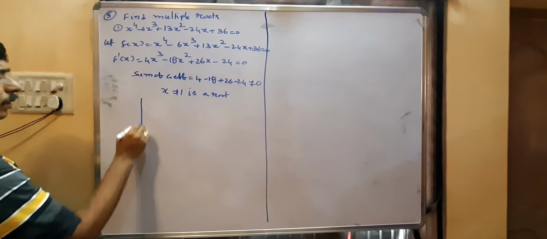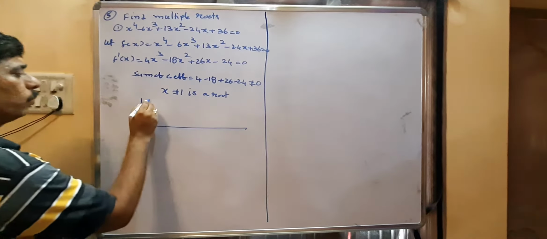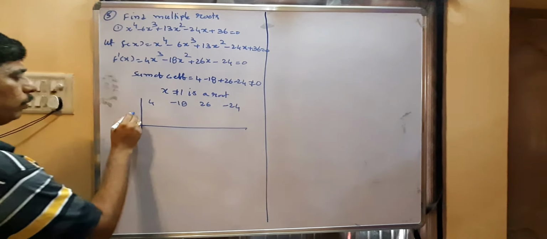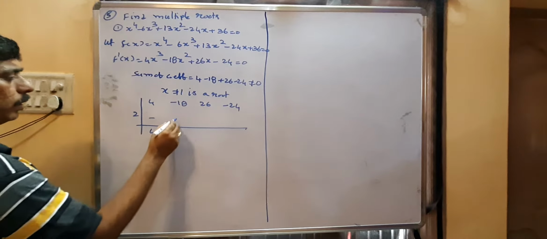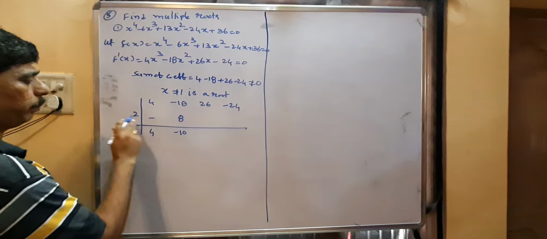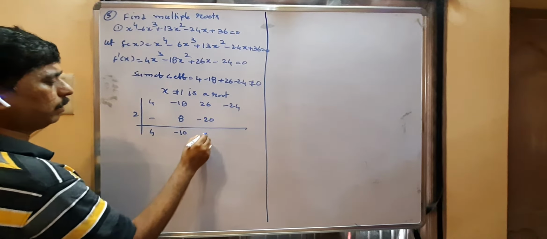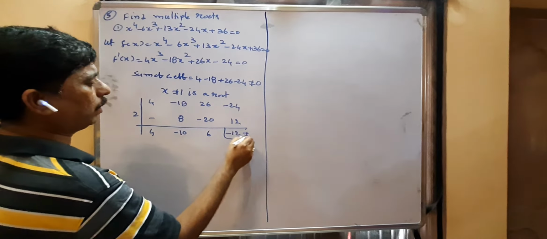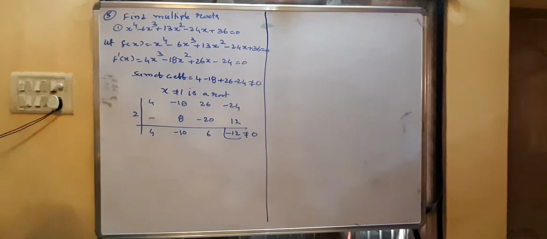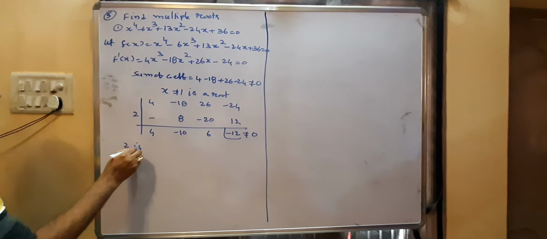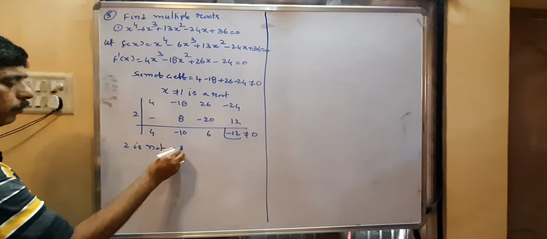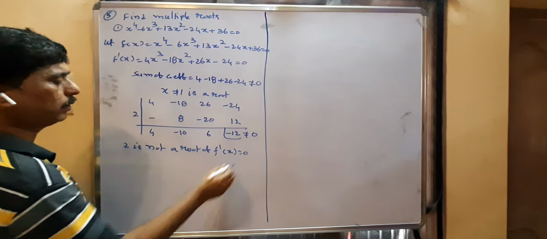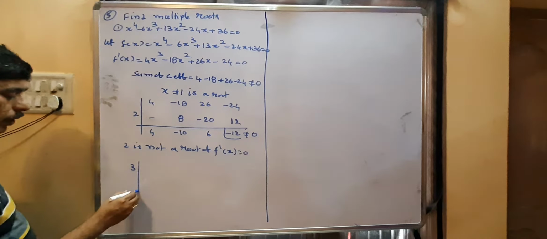So I will check simple division with respect to 2. 4, -18, 26, -24. 2, I will check it. 4, 2 4s are 8, minus 10, 2 into minus 10 is minus 20, 26 minus 20 is 6, 2 6s are 12, this is minus 12. Remainder is not equal to 0. So 2 is not a root of f'(x). Now coming to 3, you have to check it.